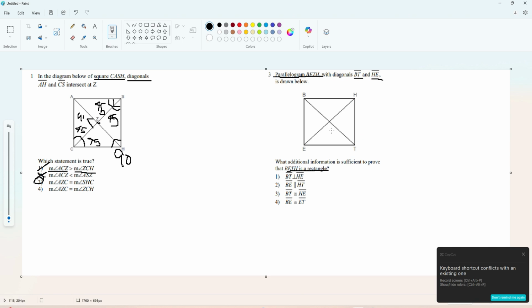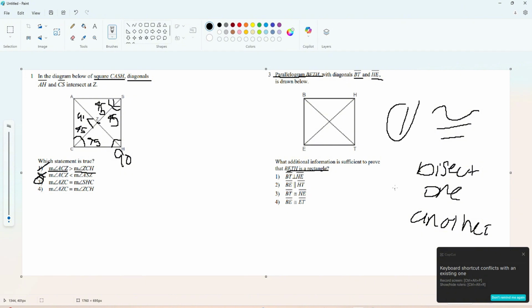Now we learned that the diagonals of a rectangle are congruent to one another and bisect one another. So let's base it off these two things. Okay, BE is parallel to HT. Well, that doesn't really prove anything. Now, let's go to 3. BH is congruent to TE. The diagonal BH is congruent to TE. The correct answer is 3.